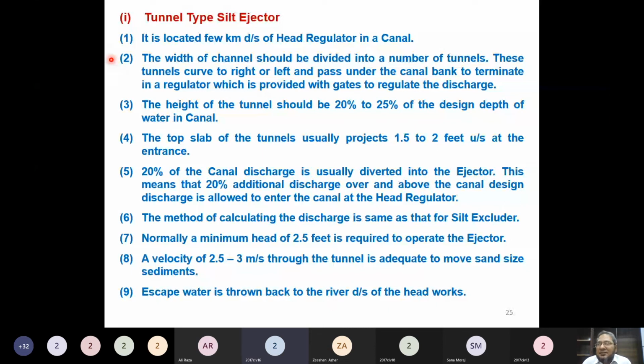Are you providing both simultaneously, excluder or ejector? No, normally we do not provide them simultaneously because this is extra expense. If you are also providing a silt excluder, you have to spend money on it, and then you have to provide a silt ejector in the canals. For example, if you have 7 canals, say 4 canals and 3 canals, you have to provide a silt ejector separately for each canal. So normally we provide it where one or two canals are off-taking from one side. For example, if one canal is off-taking, instead of providing a silt excluder, we provide a silt ejector in that canal. Okay.